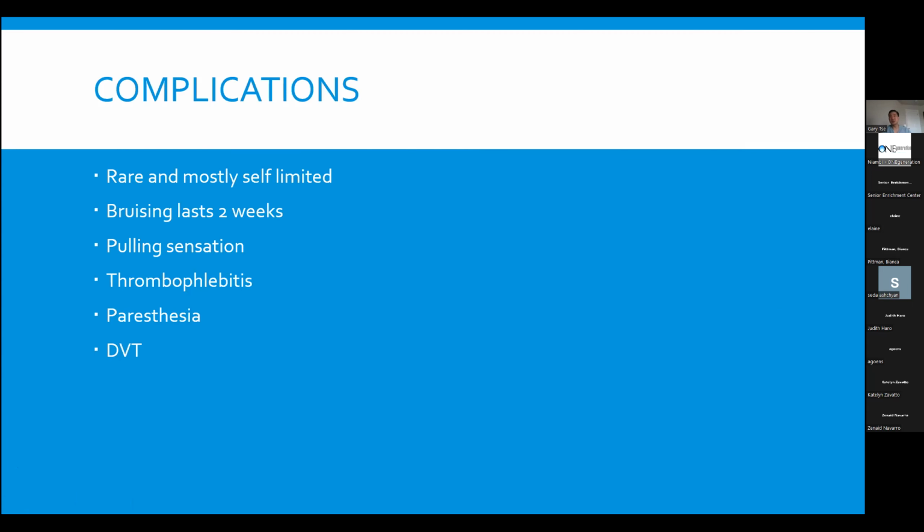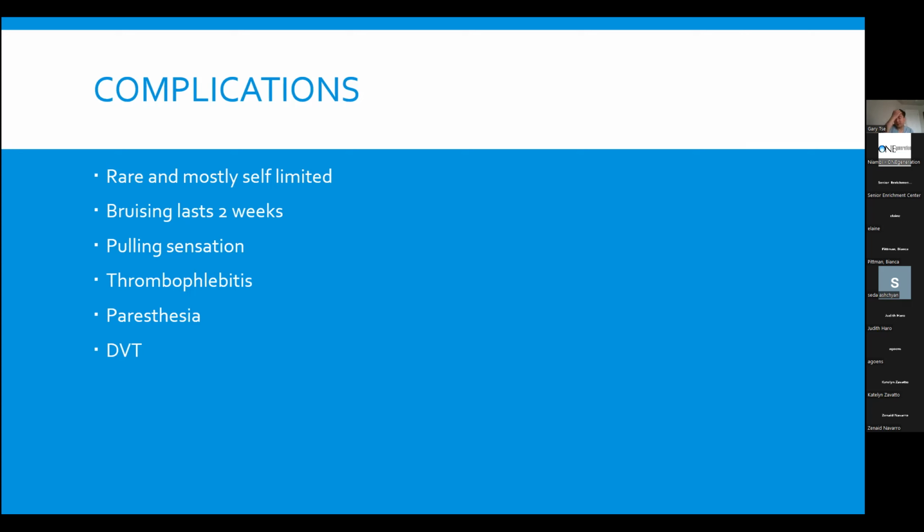What are the complications? They're pretty rare. Most of them are self-limited. Bruising is common and usually lasts only about 1 to 2 weeks and resolves quickly. Some patients complain of a pulling sensation. If you think about the vein that goes from your ankle to your medial thigh, once it scars down, it's almost like a rope. It becomes very tight. And so some patients complain of a little bit of pulling sensation, but that usually resolves over a few weeks by itself.